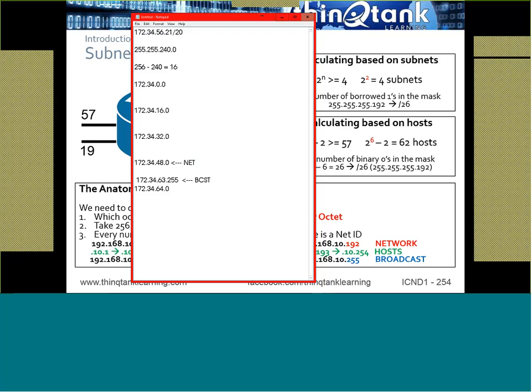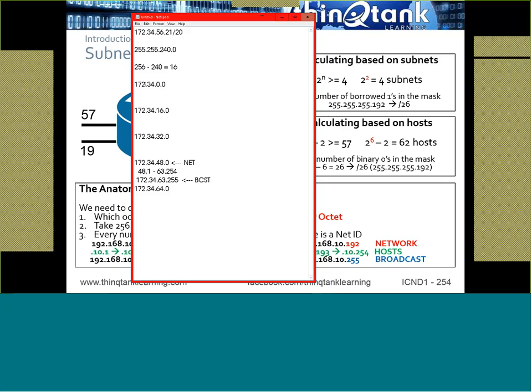So my host range in this case is 48.1 through 63.254. The nice thing about this process is it doesn't matter at all where the address is, what the mask is, where the host is. You can change the mask to any number.